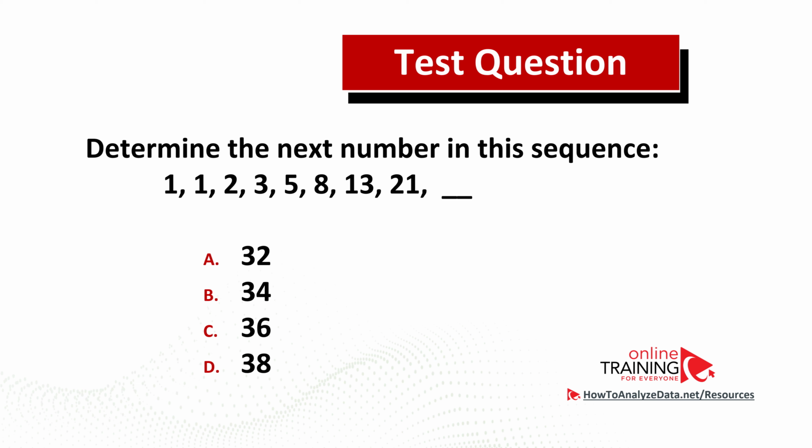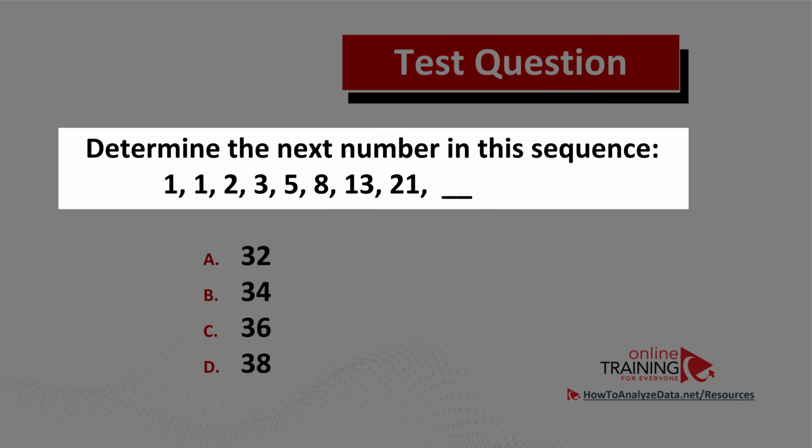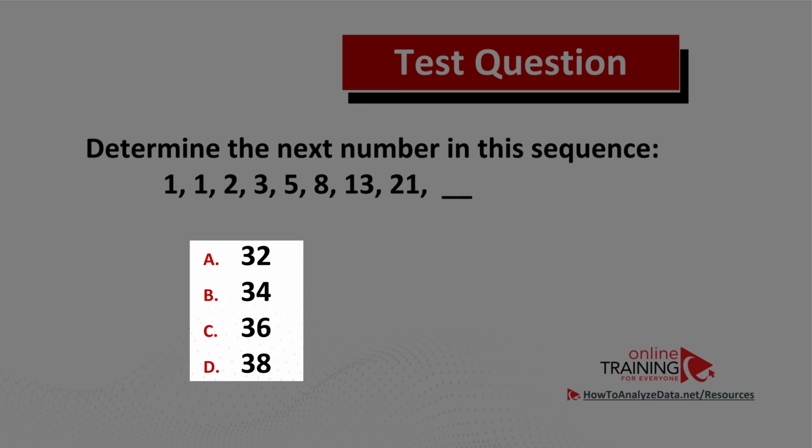Here is the question from the real test. You can try to solve it on your own. I have full confidence that you can solve this challenge from the real test. Determine the next number in this sequence. And you have a series of numbers presented on the screen. 1, 1, 2, 3, 5, 8, 13, 21, and then the missing number that you need to figure out. You have 4 choices to pick from. Choice A, 32. Choice B, 34. Choice C, 36. And choice D, 38. Feel free to pause this video and try to solve this challenge now.